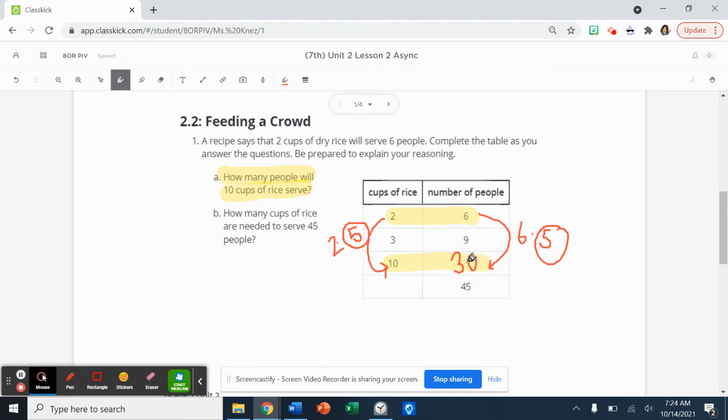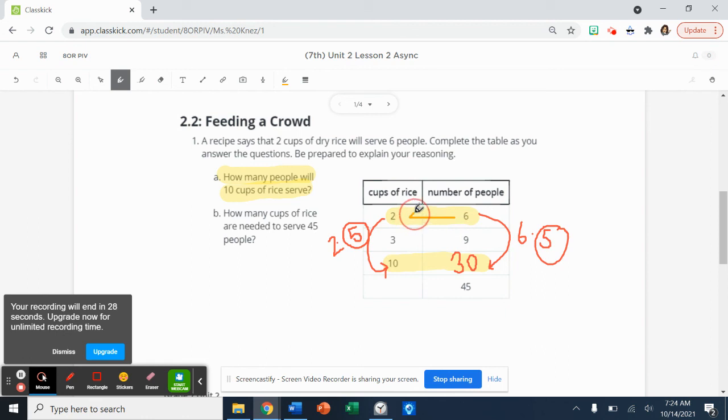Another pattern that you might notice is that we can move across the ratio table. For example, 6 divided by 3 equals 2. 9 divided by 3 equals 3. And 30 divided by 3 equals 10. Since you know this pattern, you should be able to answer question 2, which says, how many cups of rice are needed to serve 45 people? Go ahead and give question 2 a try, or question B, and then hit part 2 of this video.